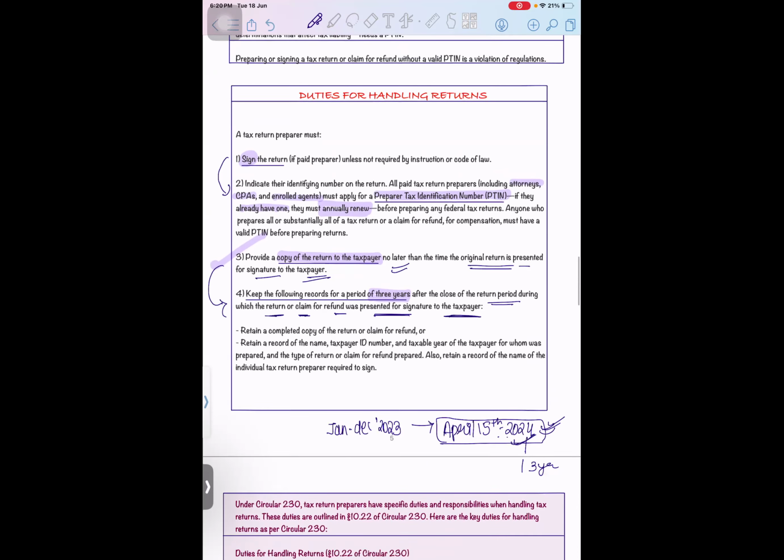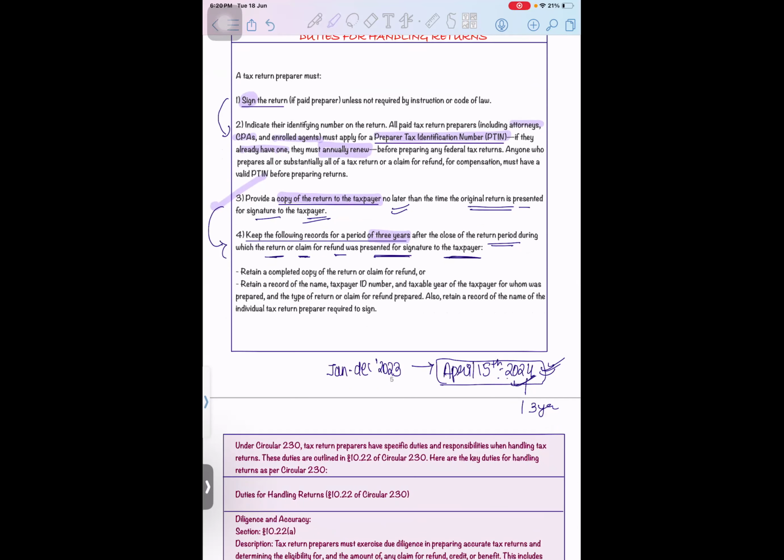Duties for handling the return. Now we are going to retain a complete copy, and by we, as an example, I mean enrolled agents. After becoming an EA, CPA, or attorney, these are your duties. So we are going to retain a complete copy of the return or claim for refund, or a record of the name, taxpayer ID number, and taxable year of the taxpayer for whom it was prepared.